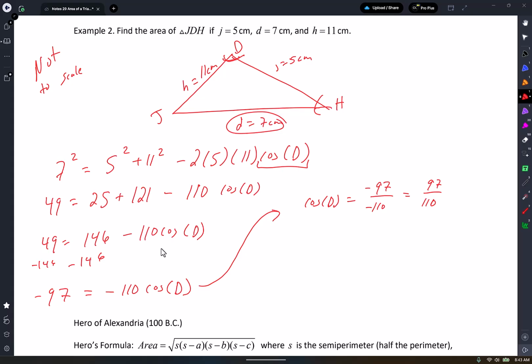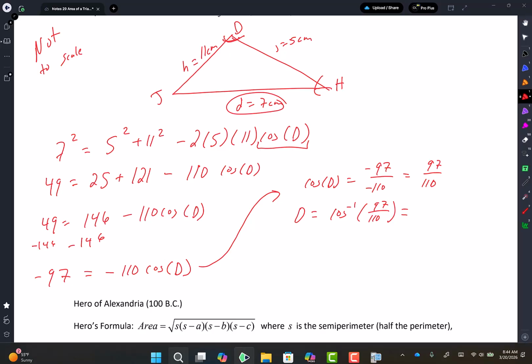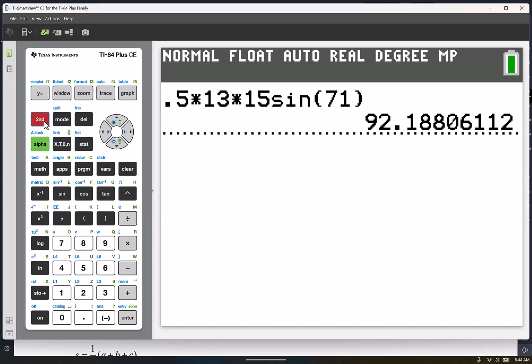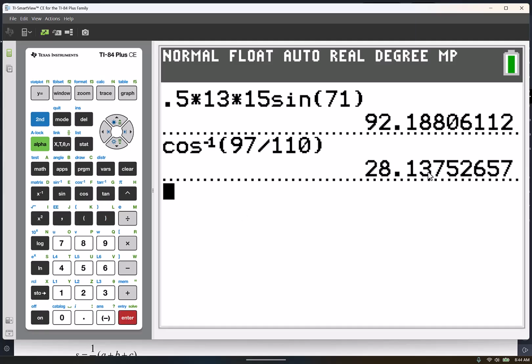Last move before I get the angle. How do I get the angle? Arc cosine it. You can also say what? Inverse cosine. Both are the same. Arc cosine or inverse cosine. D equals cosine to the negative 1, open parenthesis, 97 over 110, close it. And I'm going to take my calculator, and I'm going to go arc cosine, and I'm going to go 97 divided by 110. You don't have to do the fraction thing unless you really want to, because it's just one number there. And then push enter, and 28.1375.